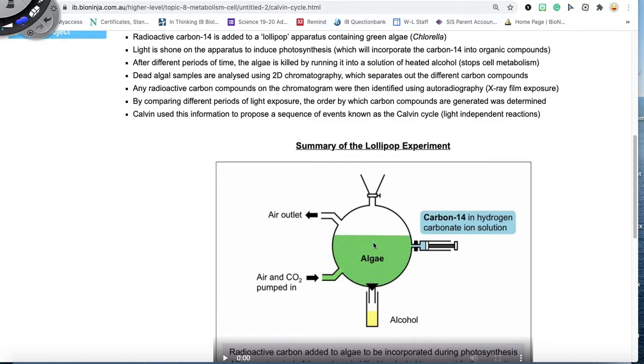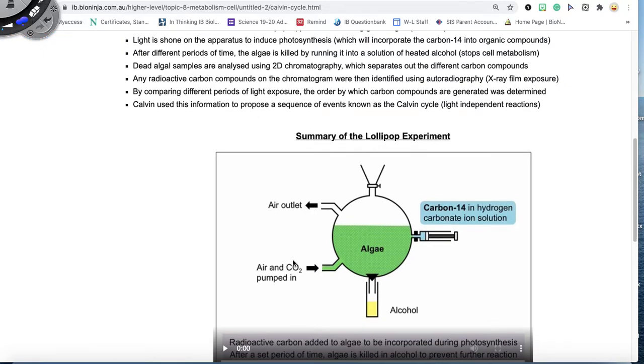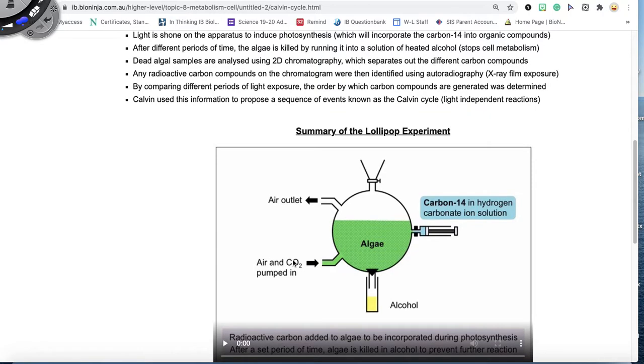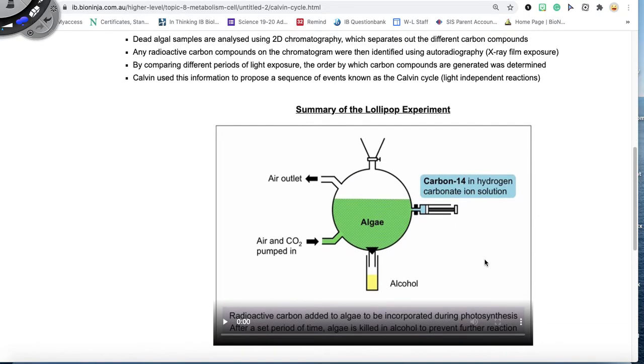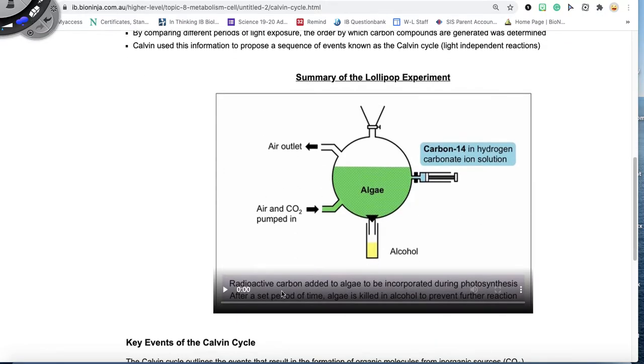And then dead algae samples were analyzed using chromatography, and it separated the different carbon compounds. So remember, we have a 5-carbon compound, we have a 3-carbon GP compound, and we have a 3-carbon triose phosphate compound. So these compounds, after they were separated, were identified using autoradiography, which is an X-ray film exposure. And then they were compared with one another to find out their order as they were generated within the Calvin cycle.